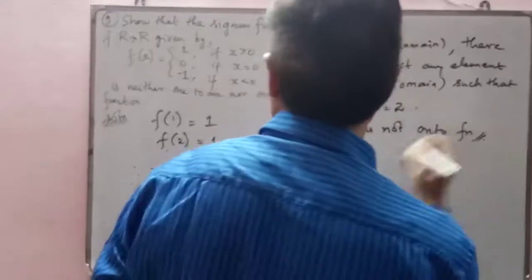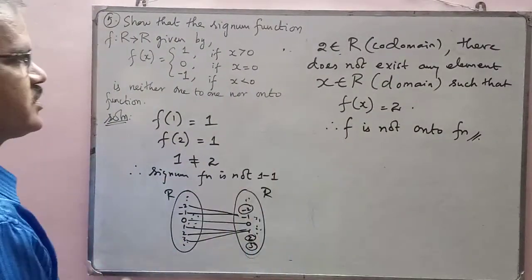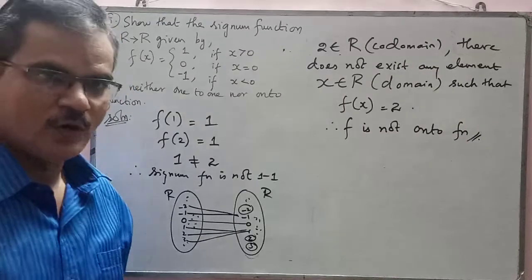So we have proved the signum function is not 1 to 1, and it is not onto. I hope you understood the question, children.